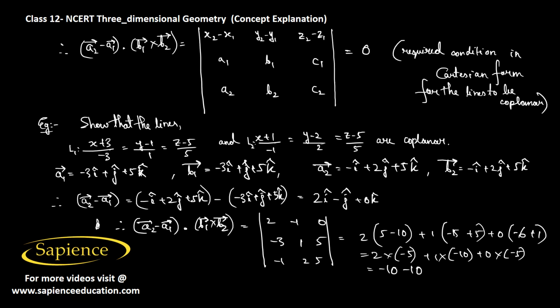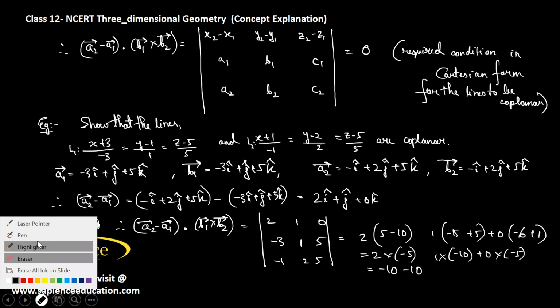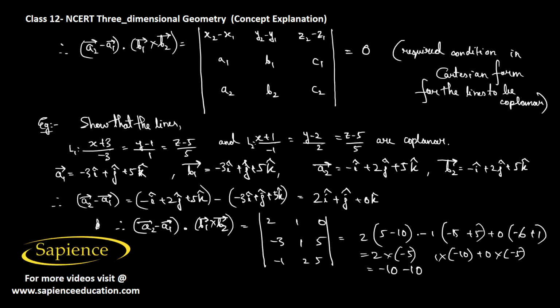So there is something wrong here. 2 j cap minus j cap, so that will be plus j cap, sorry. So this will be plus 1. There is a mistake here. So here this will be minus 1 into this, so this is minus 1 into minus 10. So this will be plus 10 plus 0, obviously. So that is equal to 0.